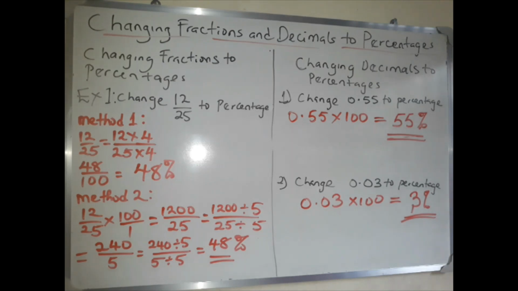So whenever you're given a decimal and you're asked to express it as a percentage, all you have to do is simply multiply that decimal by 100, and then you will get the number, which you will now express as a percent by including the symbol of percentage, and then you've completely changed that decimal to a percentage. But that's all I have for today's video.